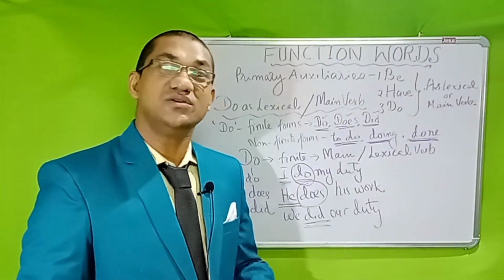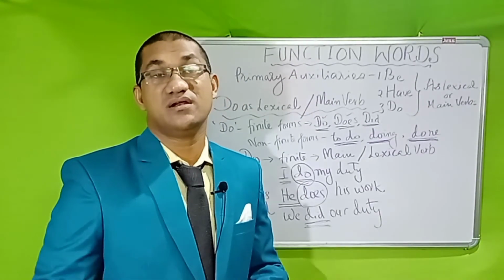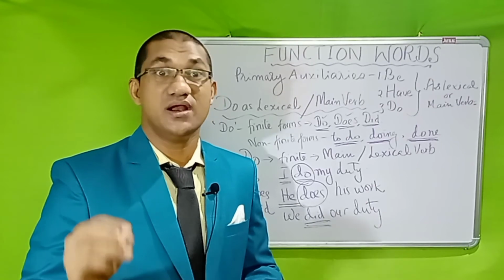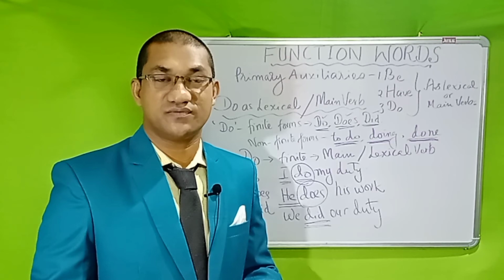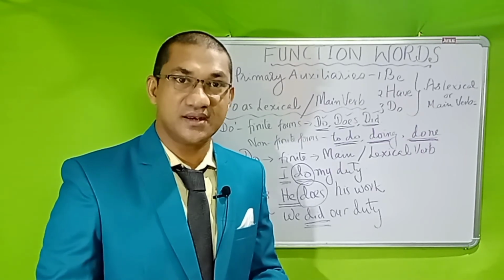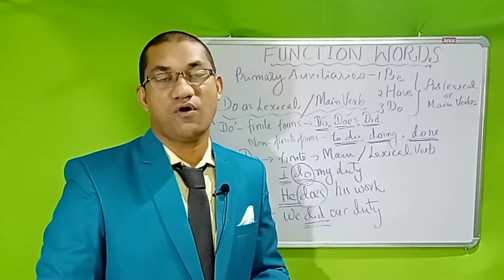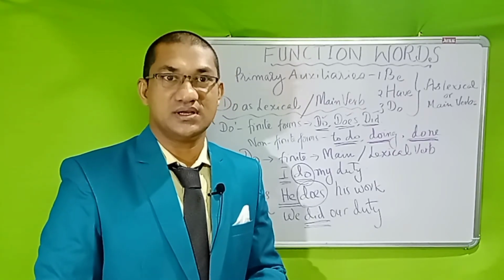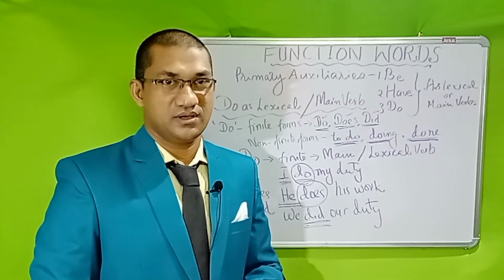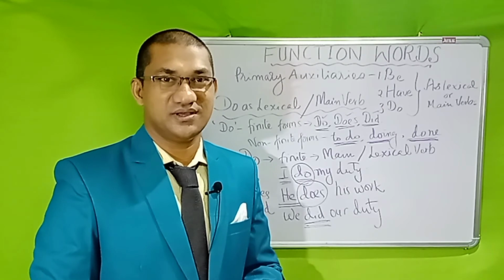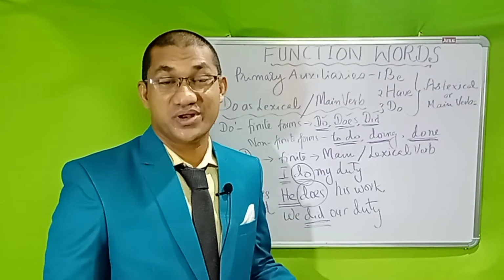Okay, so in all these sentences, we understand that we have used different forms, especially different finite forms of the primary auxiliary, that is, of course, do. And we know that do, the primary auxiliary, has three finite forms. They are do, does, did. I do my duty. She does her duty. Raju does his duty. They did their duties.